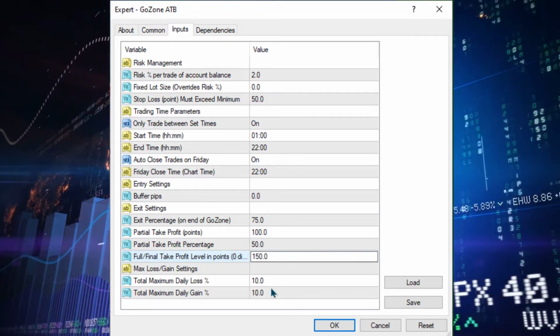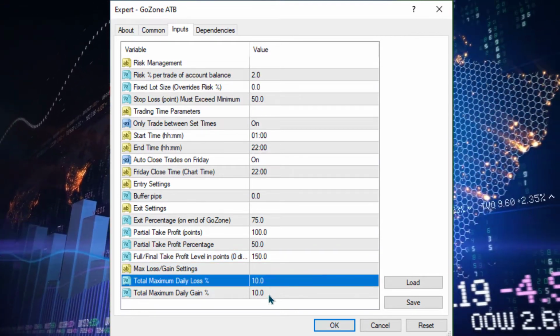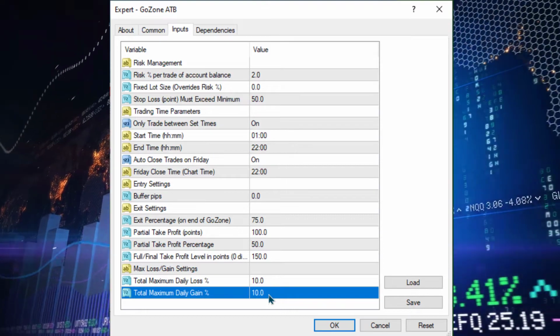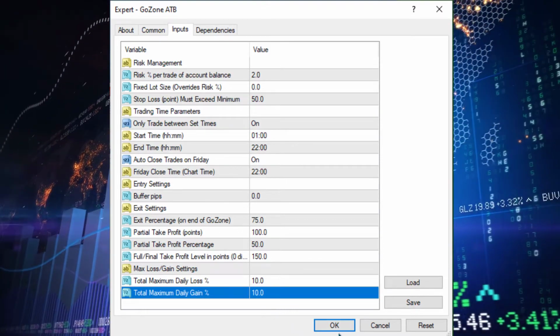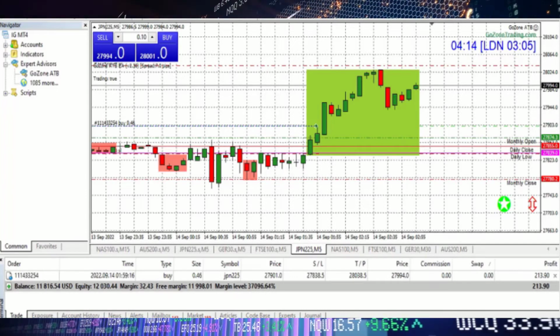I'm going to leave the maximum loss gain percentages at 10%. And the last thing I have to do is hit OK. And here we have the Japanese market on a 5-minute time frame.